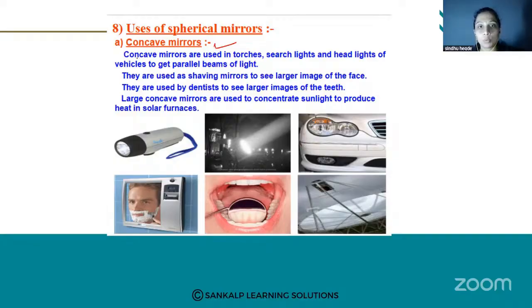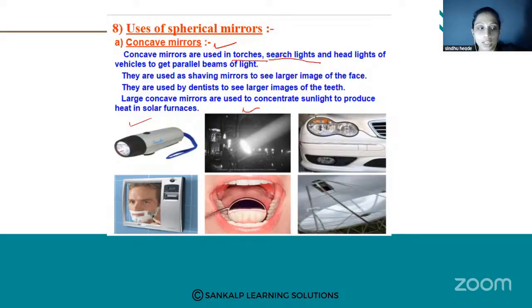Here we use concave mirror. See, firstly we use it in torches. Okay, we use it in torches. See this image. This is the torch. This is the glass portion, right? Here, which type of mirror is used? Concave mirror is used. And next, it is used in searchlights.